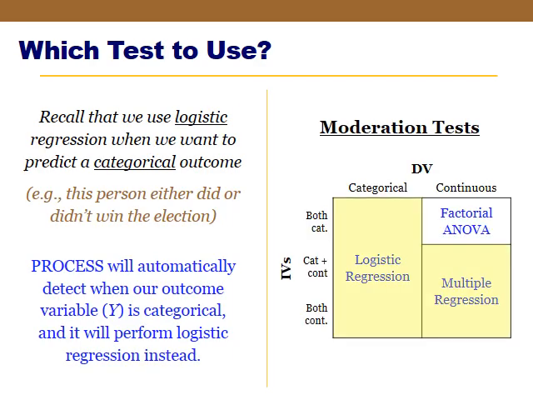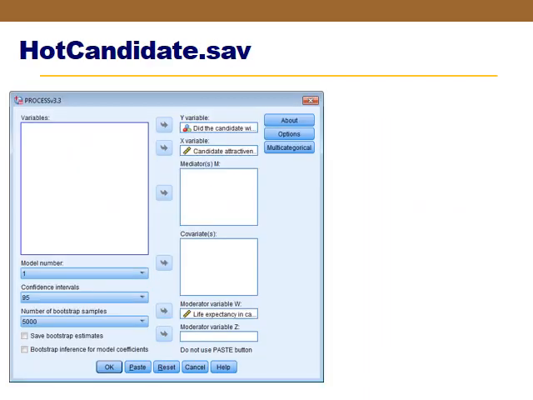Now we can also fill in this big block over here using Process. Regardless of whether our predictors are both categorical, both continuous, or one of each, it doesn't matter. We can still use Process to test for an interaction between them when our outcome is dichotomous.